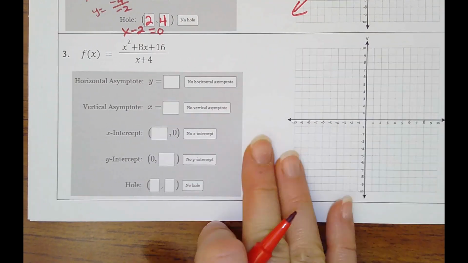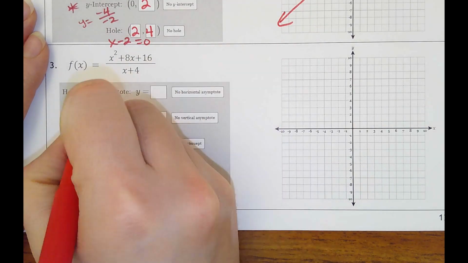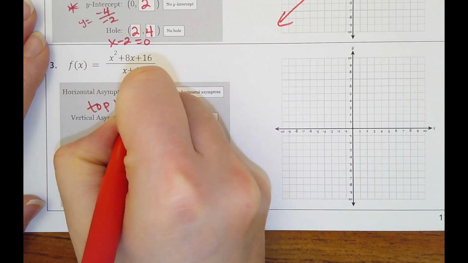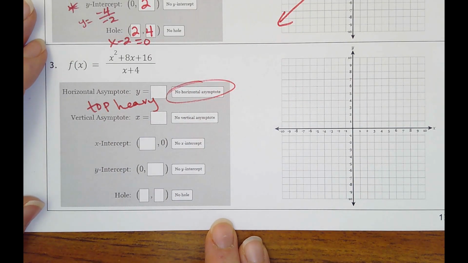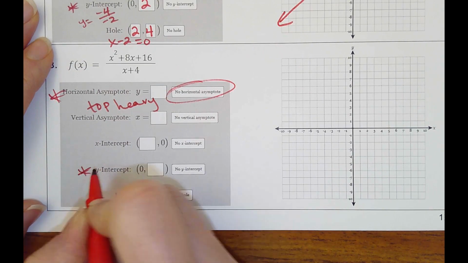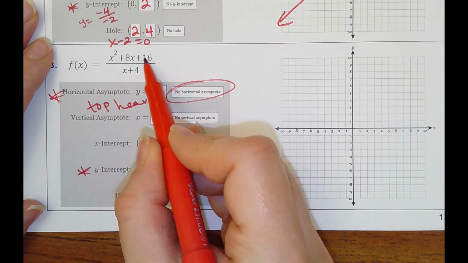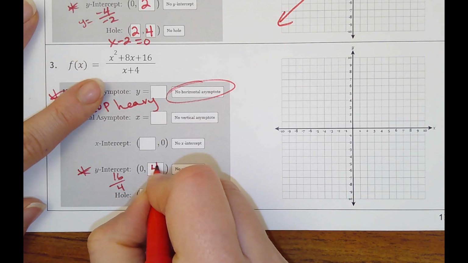And number 3. It is top heavy again. Why do I keep picking those? I don't know. So there's not going to be a horizontal asymptote. And then y-intercept, 0, 0, that'd be 16 divided by 4. So that would be 4.